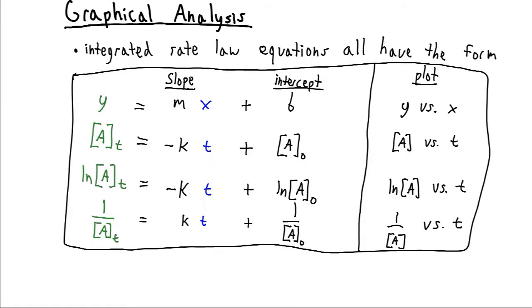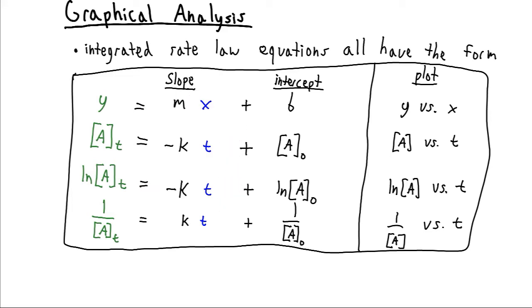The integrated rate laws that you've been given have all been written in a special way. They've been written as linear equations. That means when you plot them, they should come out as a straight line. So our general line equation is y equals mx plus b. For all of our integrated rate laws, there's an exact correspondence. We just call y something different, and we call x something different.